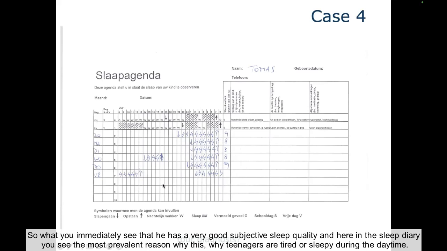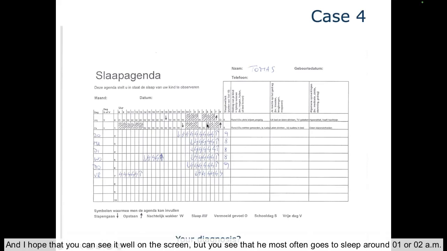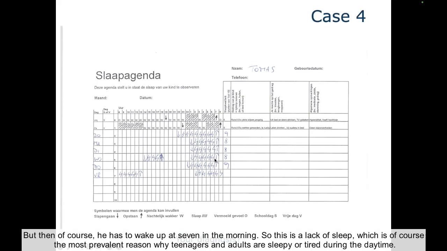And here in the sleep diary, you see the most prevalent reason why teenagers are tired or sleepy during the daytime. And I hope that you can see it well on the screen, but you see that he most often goes to sleep around 1 or 2 a.m., but then of course he has to wake up at 7 in the morning. So this is a lack of sleep, which is of course the most prevalent reason why teenagers and adults are sleepy or tired during the daytime.